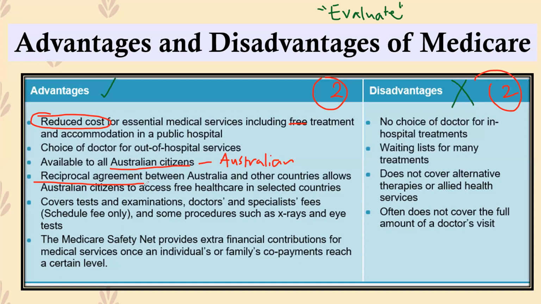And it goes both ways. So if I go to New Zealand, I can access some of the healthcare in their country. Like if I need to go to the doctors for a quick visit or something while I'm in New Zealand, I can do that, okay? Because of the reciprocal agreement.